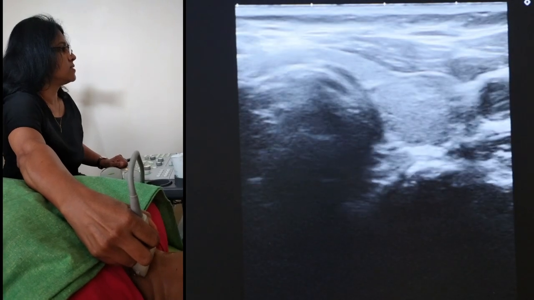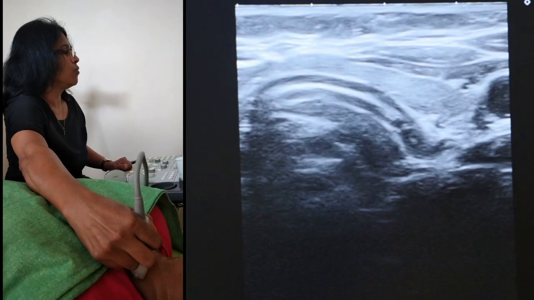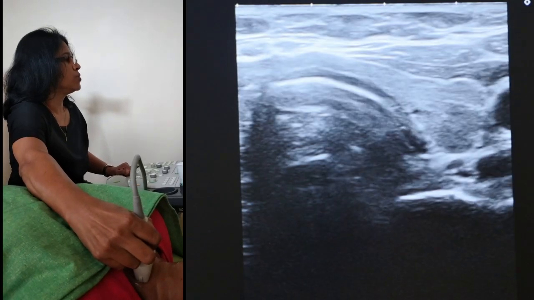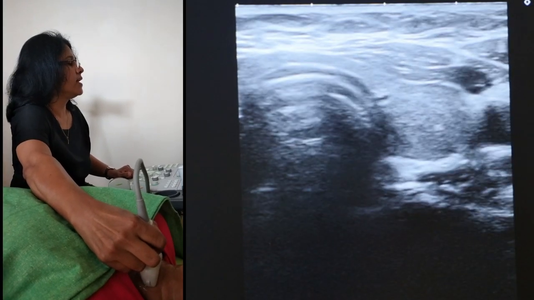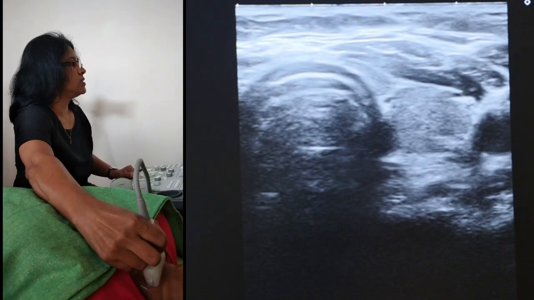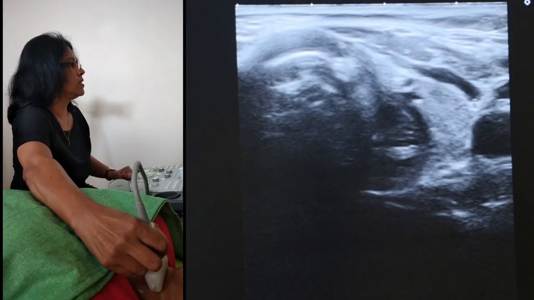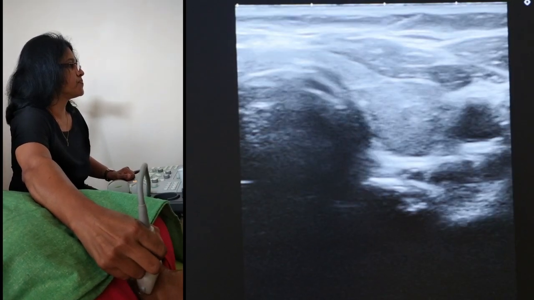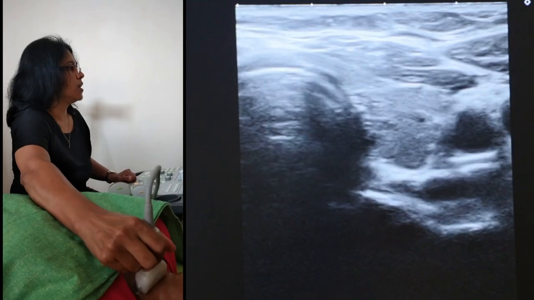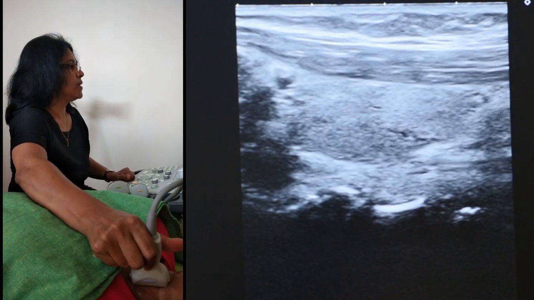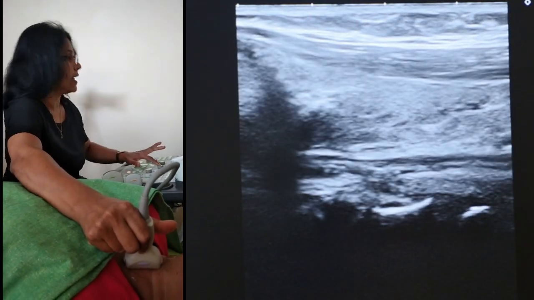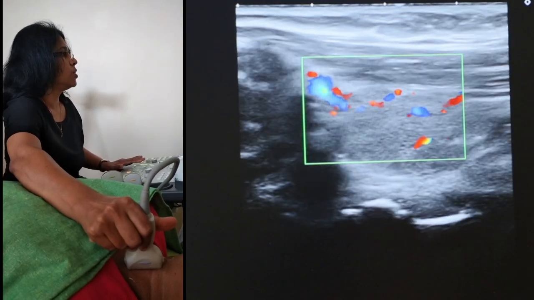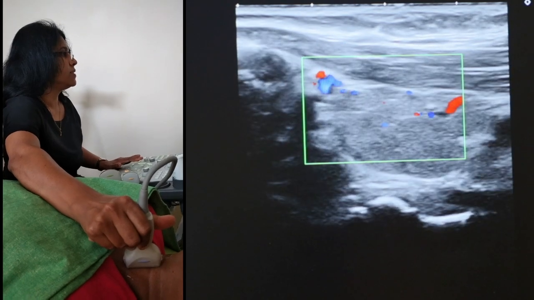Again, transverse section from the lower pole, and I am moving towards the upper pole. Again, I notice normal echogenicity, normal echo texture of the thyroid gland, and no abnormal lesions. Now I am putting the color Doppler to assess the vascularity of the gland. So this is the normal vascularity of the thyroid gland.